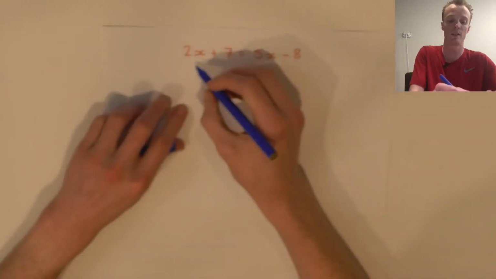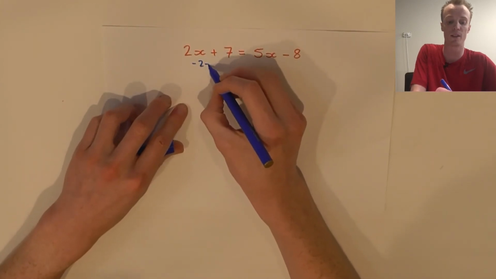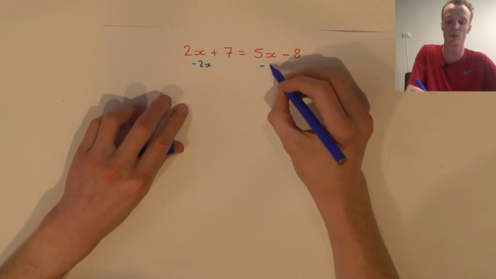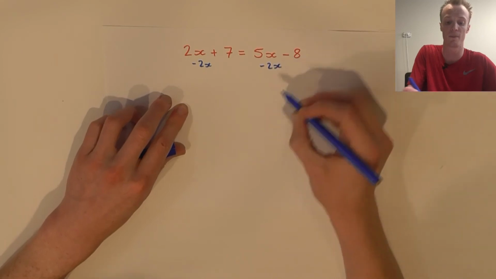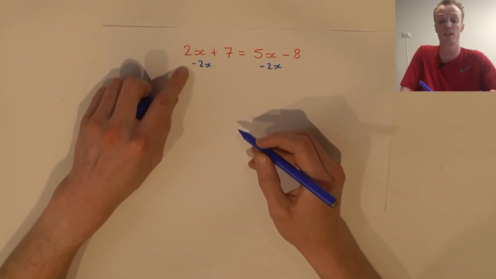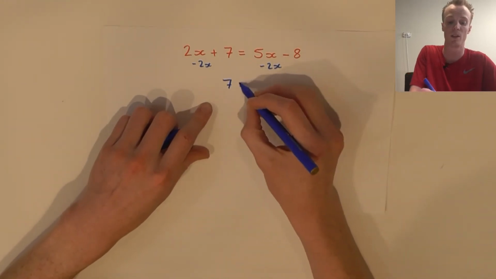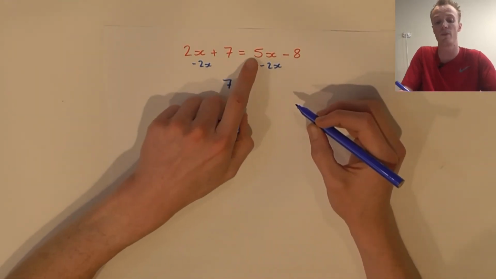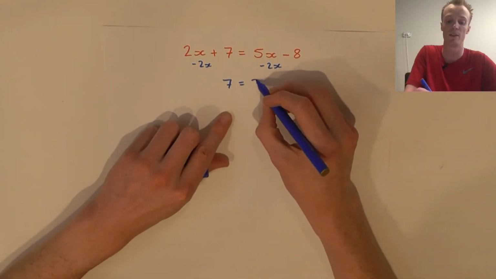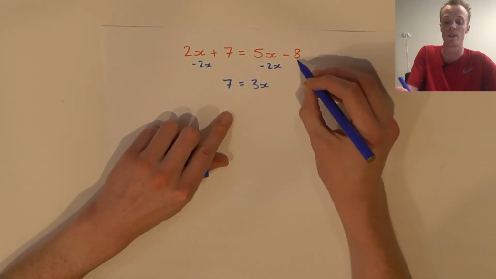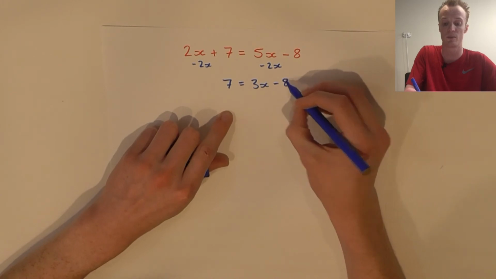We show this by subtracting 2x here and subtracting 2x on our right hand side here. These two values will cancel out, and on our left hand side we're left with our 7 units. On the right hand side we've got 5x take 2x, which leaves us with 3x, and subtract our 8 units.